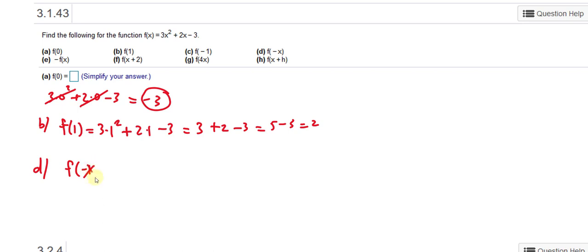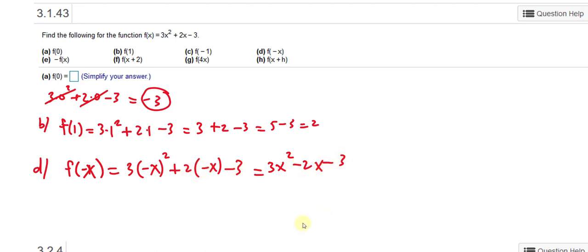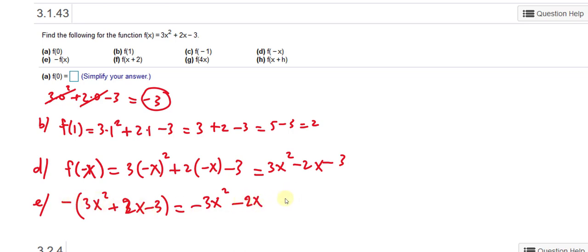F of minus x. Okay, so anywhere you see x now becomes minus x. So 3x becomes minus x. Plus 2 times x now becomes minus x, and minus 3. Minus x squared, the minus squared gives me plus, so 3x squared. Minus times 2 gives me minus 2x, and then minus 3. And minus f of x, minus f of x is everything right here. Plus 2x minus 3. Bring the minus 3 inside. Minus plus becomes minus 2x. Minus minus becomes plus 3.